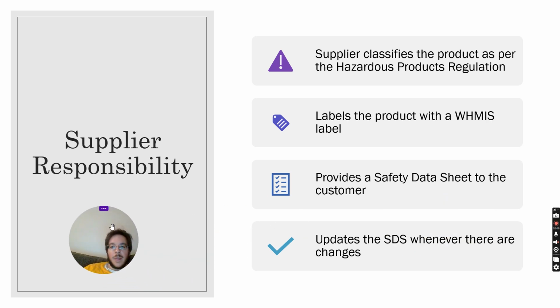So the supplier must classify their product per the hazardous products regulation and then label the product and provide the data sheet and then update the data sheet whenever there are changes to the product or when something new is discovered. So a product that might originally be low hazard, you might find out a year or 2 or 5 years from now that it's much more hazardous than they expected, and they have to update the label.